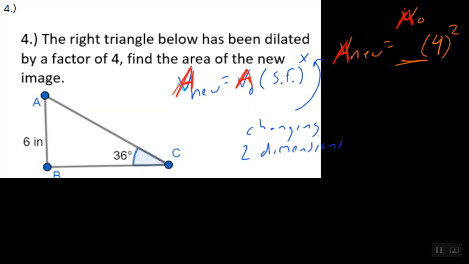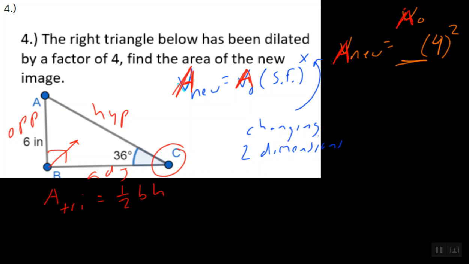Now, how are we going to find the original area? Well, this is clearly a trigonometric situation. So first, we'll start by labeling. We'll circle our relevant angle, label our adjacent, and by default label our opposite. Now, if we're trying to find the area of a triangle, it looks like it's 1/2 the base times the height. Well, we don't know the base or the adjacent side, which means we really don't care about the hypotenuse.